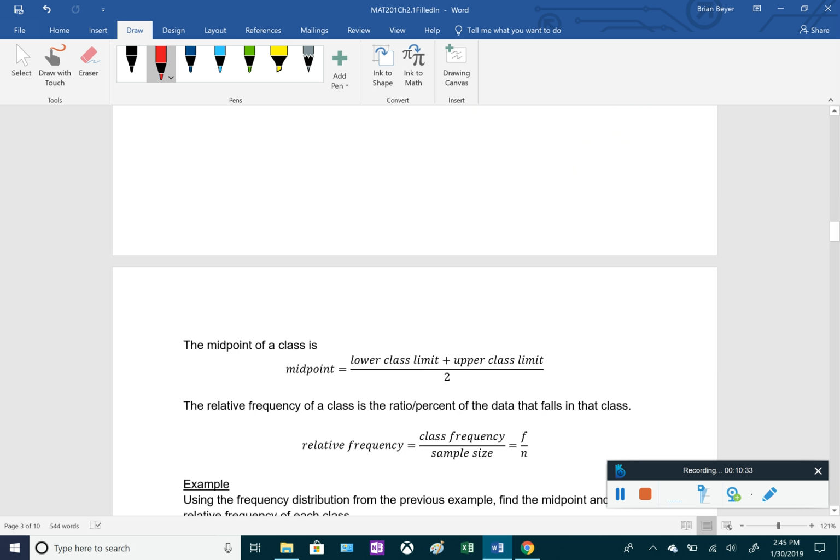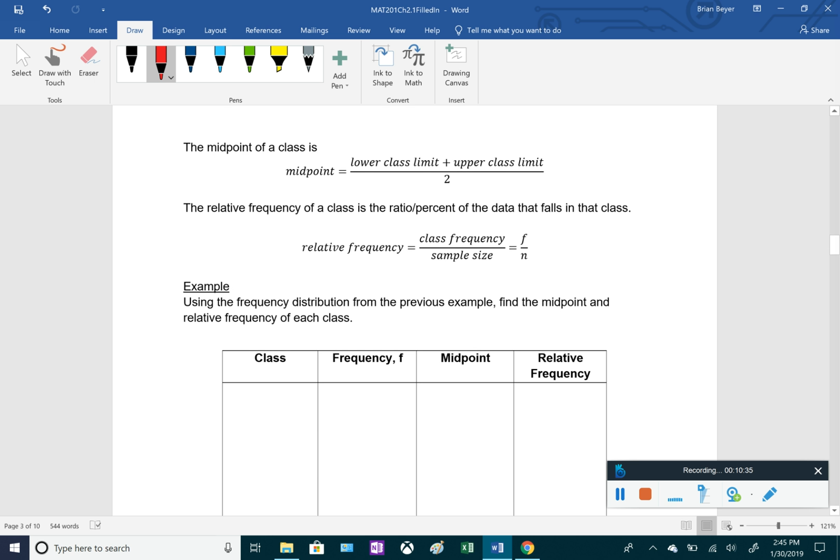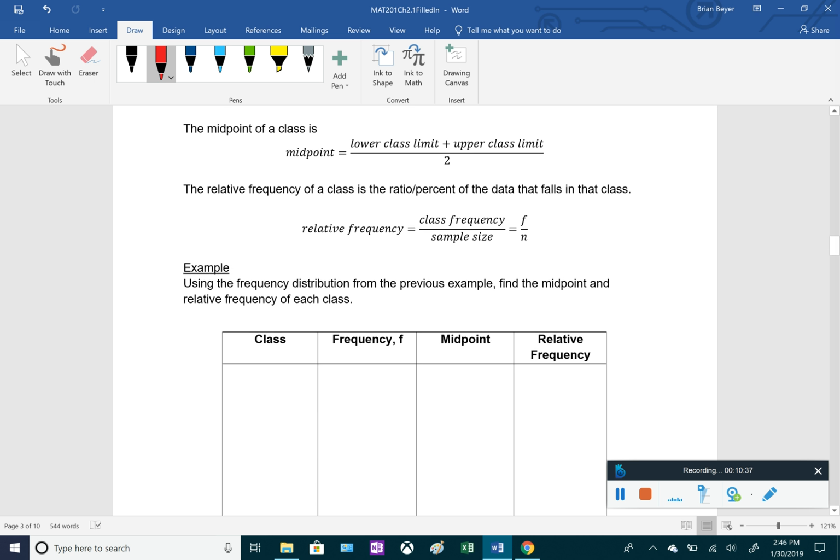Okay, so for the next thing here, that was our frequency distribution, that whole little table that we just created. It tells us where all the data entries lie in certain intervals. A couple other things here: we have midpoint and relative frequency.